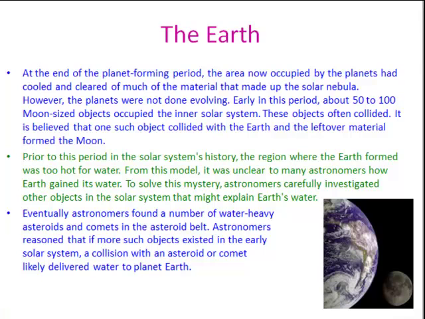for water. From this model, it was unclear to many astronomers how Earth gained its water. To solve this mystery, astronomers carefully investigated other objects in the solar system that might explain Earth's water. Eventually, astronomers found a number of water-heavy asteroids and comets in the asteroid belt. Astronomers reasoned that if more such objects existed in the early solar system, a collision with an asteroid or comet likely delivered water to planet Earth. I always wondered how water got on Earth.